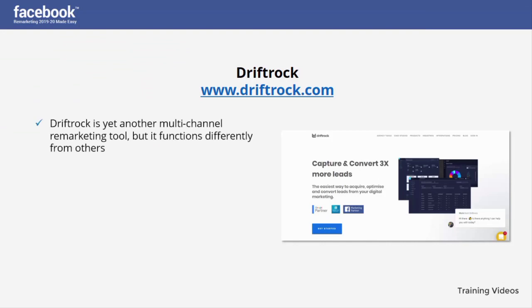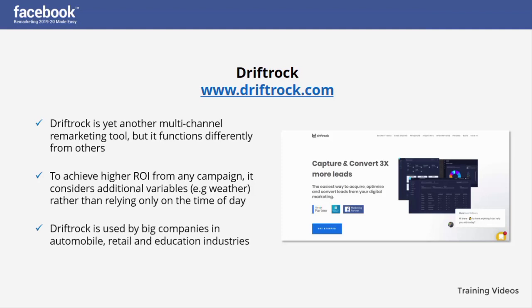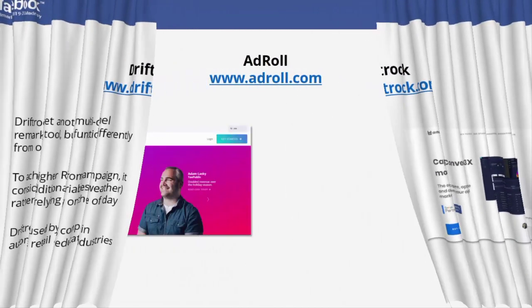www.driftrock.com. DriftRock is yet another multi-channel remarketing tool, but it functions differently from others. It conducts Facebook marketing in 4 steps: create, automate, trigger, and lead response. To achieve higher ROI from any campaign, it considers additional variables, e.g. weather, rather than relying only on the time of day. DriftRock is used by big companies in automobile, retail, and education industries. It offers you a price based on channels you wish to cover and the features you want to have.